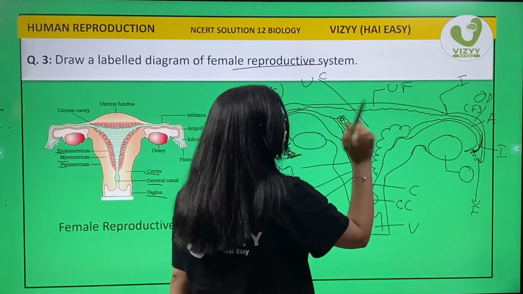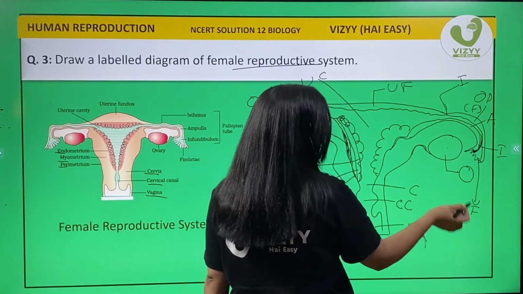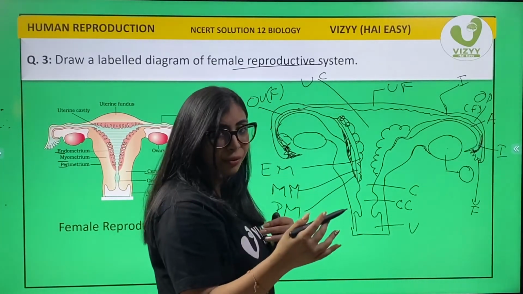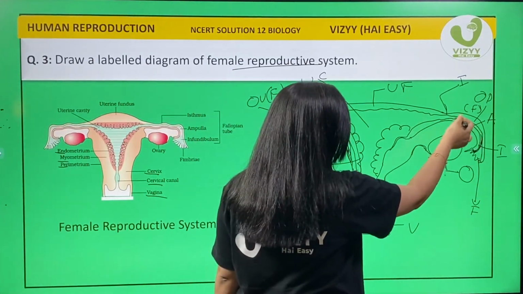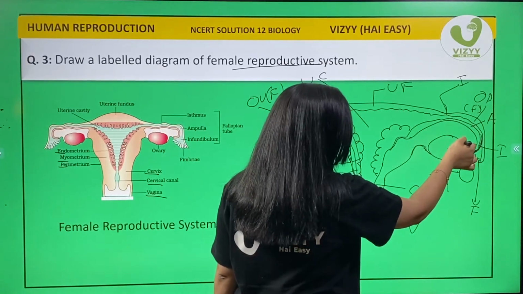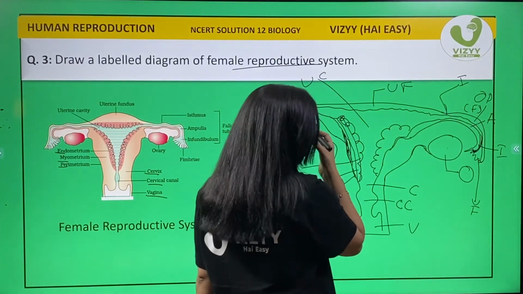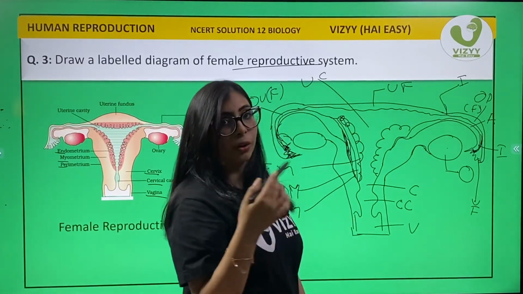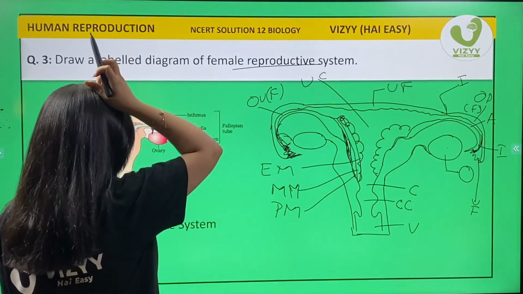Remember students, never connect the ovary with the fimbriae. They are distant from one another, and the fimbriae's function is to carry the released egg from the ovary inside the oviduct or fallopian tube. So let's check our labelings.